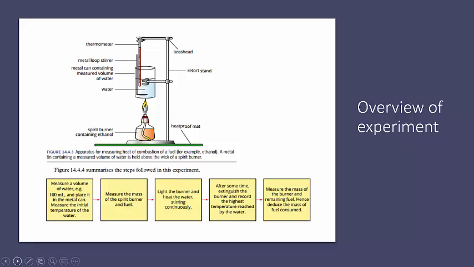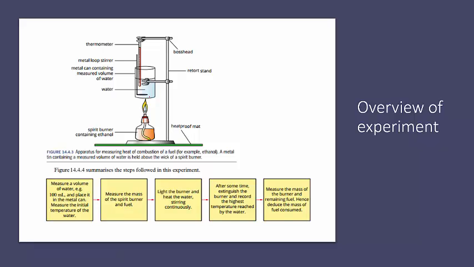Then we've got a metal can, and the metal can contains some water. You need to know the volume of water in the can, and keeping in mind that 1 milliliter of water weighs 1 gram, if we know the volume of water, we also know the mass of water in the can. We use a metal can because it's a really good conductor of heat. And you can see that we've got a thermometer in the metal can, and that is going to be used to measure the temperature of the water at the start of the experiment and after the fuel is burnt.